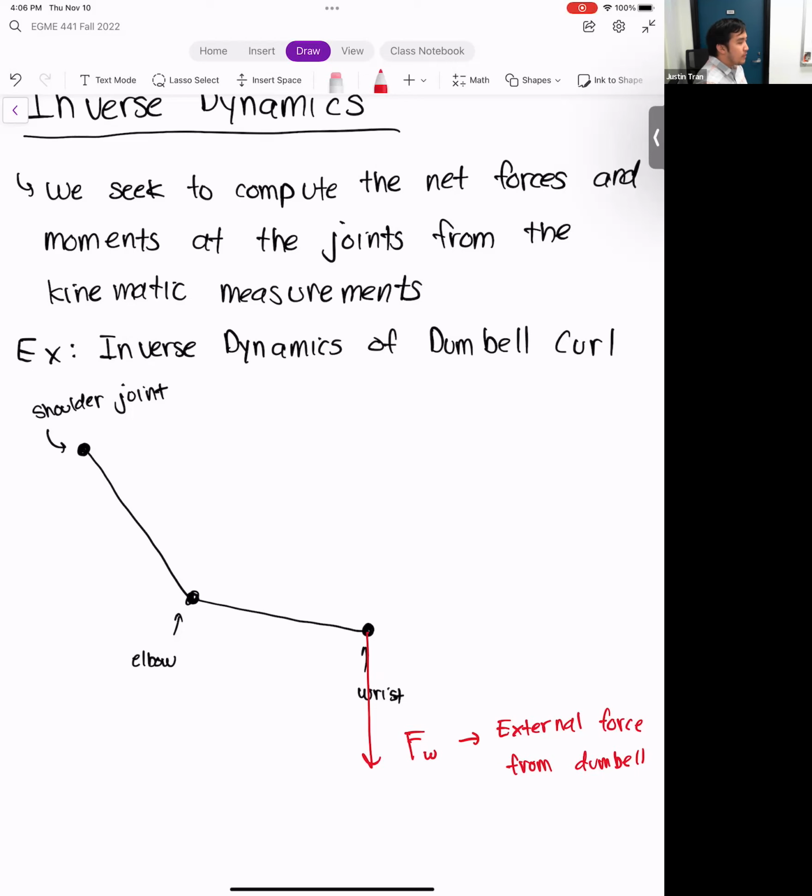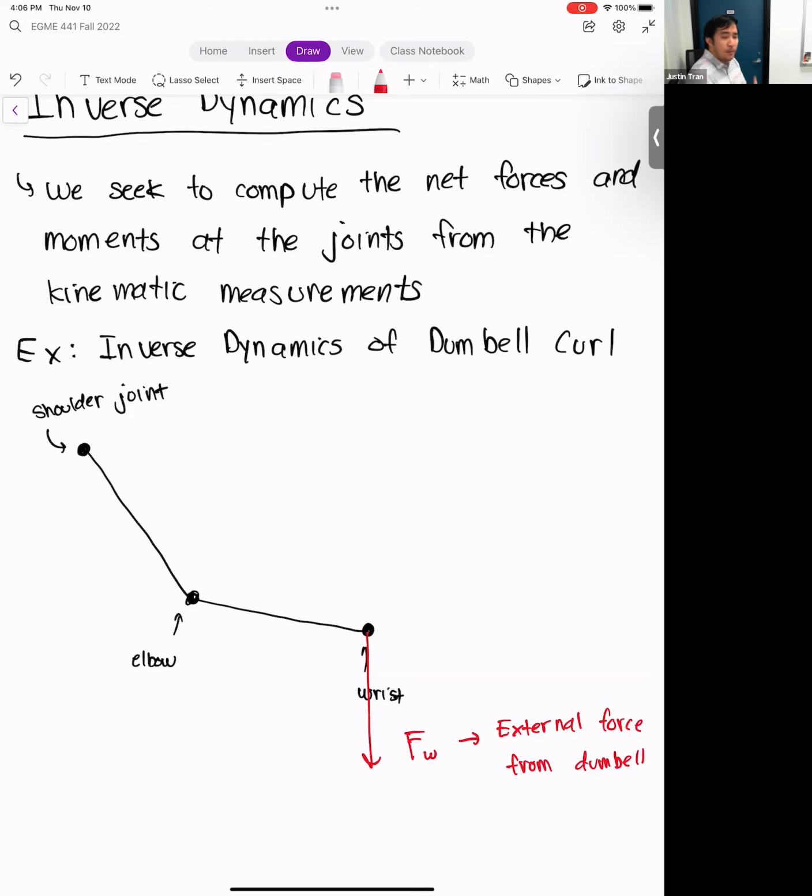Remember, whenever we do an inverse dynamics analysis, we always want to start with the segment where the external force is being applied. In the previous example, the one we did in class on Tuesday, that was the ground reaction force, and so we started from the foot. This time it's coming from a dumbbell, and so we're going to start with the lower arm segment because that's where the external force is.